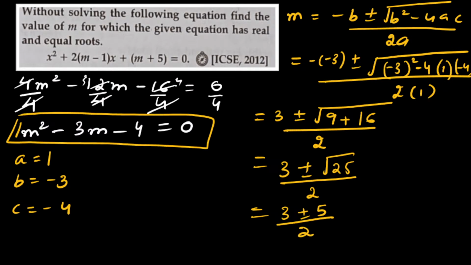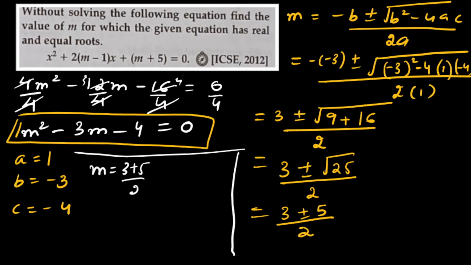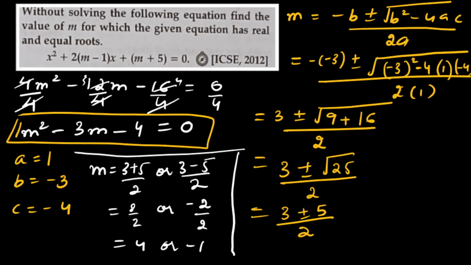Root 25's value is 5. You should know all these values orally also. So m is equal to 3 plus 5 by 2 or 3 minus 5 by 2. So 3 plus 5 is 8, 8 by 2 is equal to 4, or 3 minus 5 is minus 2, so minus 2 by 2 is minus 1. So 4 or minus 1. Yashri has given the answer.